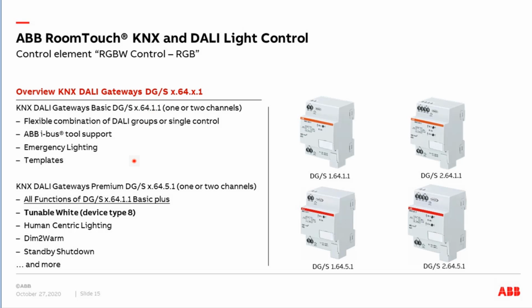Here this is our basic DALI gateway for a wide range of applications. We can use it here for groups or single control, is a parameter, emergency lighting templates, and so on. And later, for the tunable white, device type 8, for warm and cold white, we need the DALI Gateway Premium, DGS 645. This is really important because only this DALI Gateway supports the tunable white device type 8. For some other functions, we can also use it for human-centric lighting, dim to warm, and we have also integrated the standby shutdown function.